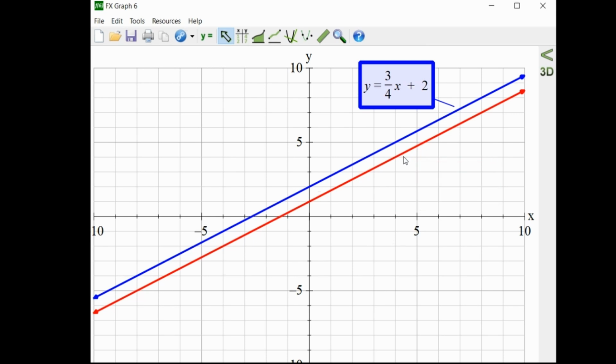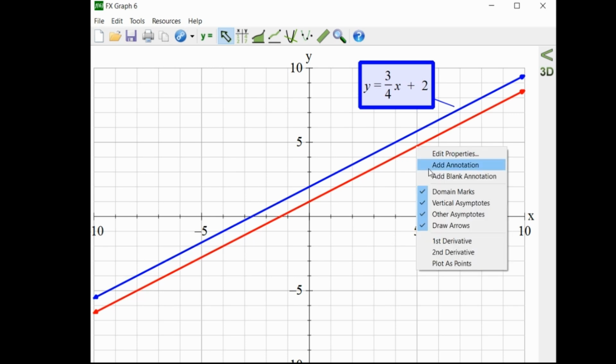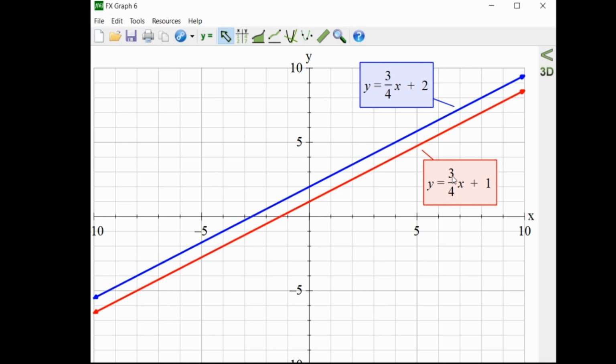Notice that it's parallel to the blue. The red is parallel to the blue. The reason it's parallel is because this number here is the same as that number there. As soon as you have that condition, they have the same slope, just that they may start in a different position.